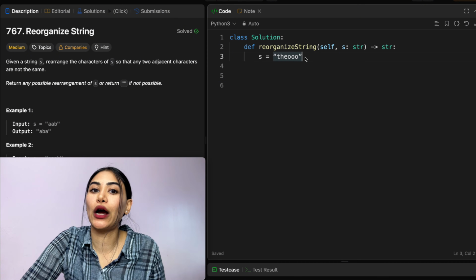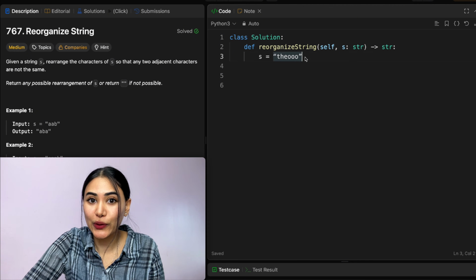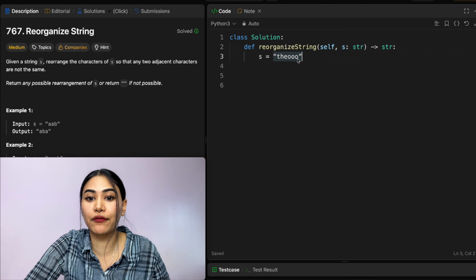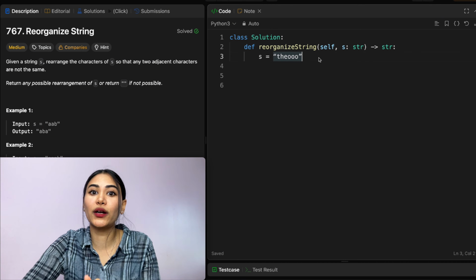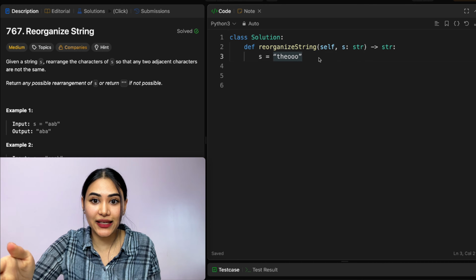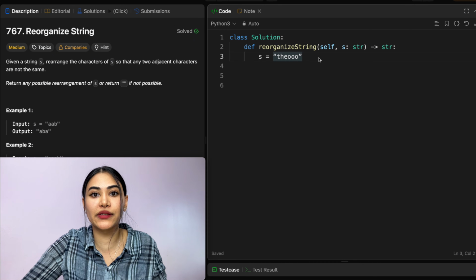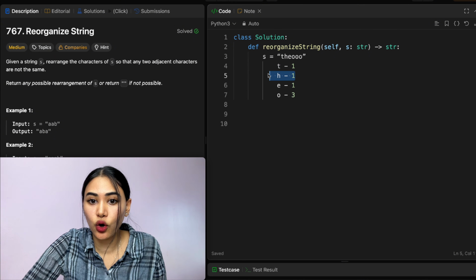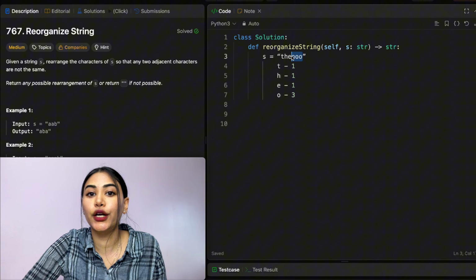We know we want to figure out if there is a way to rearrange this so that no 2 characters are adjacent, which means we actually need to figure out the frequency of every single character. For that, we're going to use a dictionary to store the keys, being the letters, and the number of times they occur. So we just want to keep counts. Meaning right now we see that we have 1 T, 1 H, 1 E, and 3 O's.